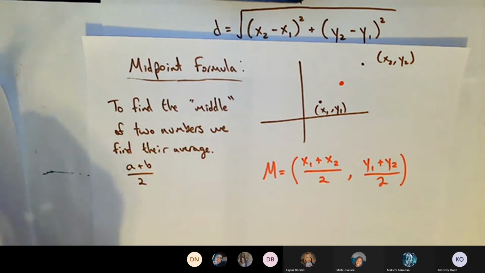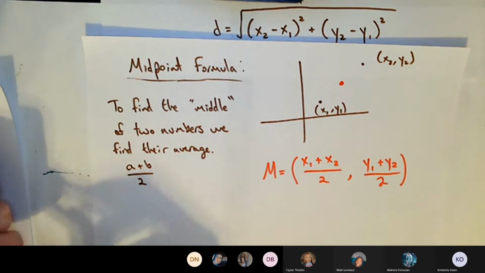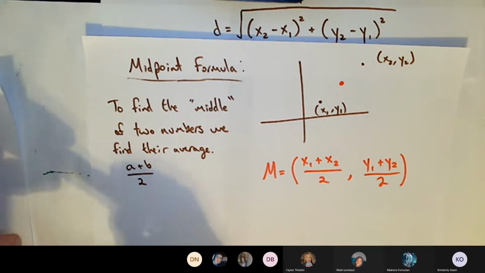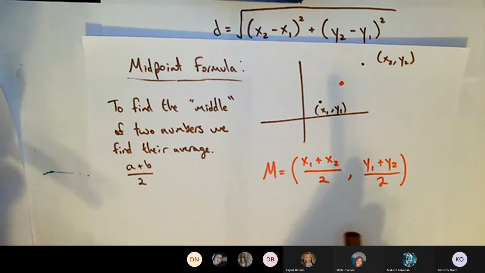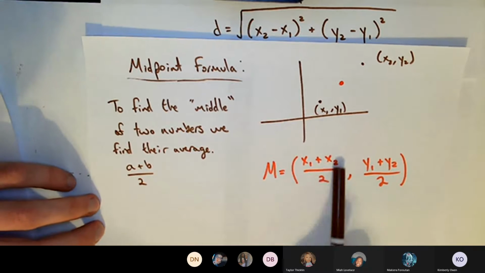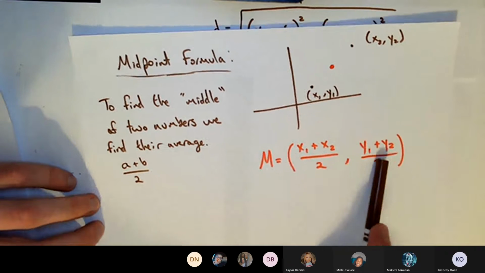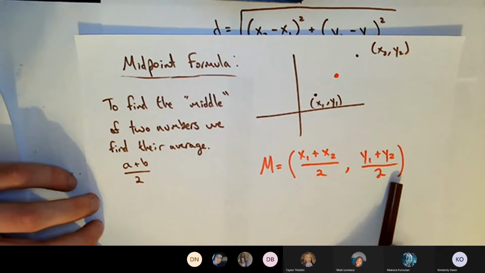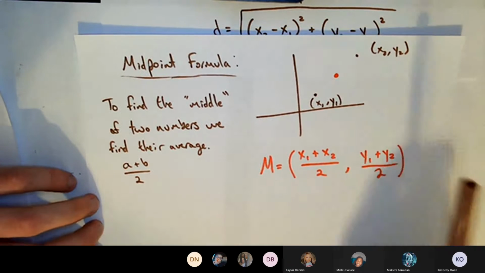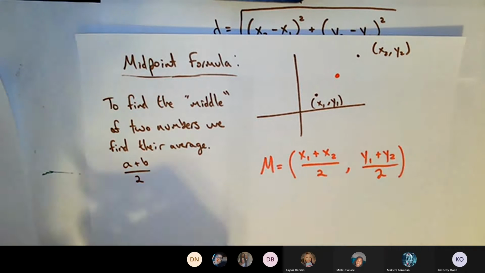That's it. So again, how do I say this in words? How do I find the midpoint between 2 points? The x coordinate is the average of the x values of the given points. The y coordinate is the average of the y values of the given coordinate points.